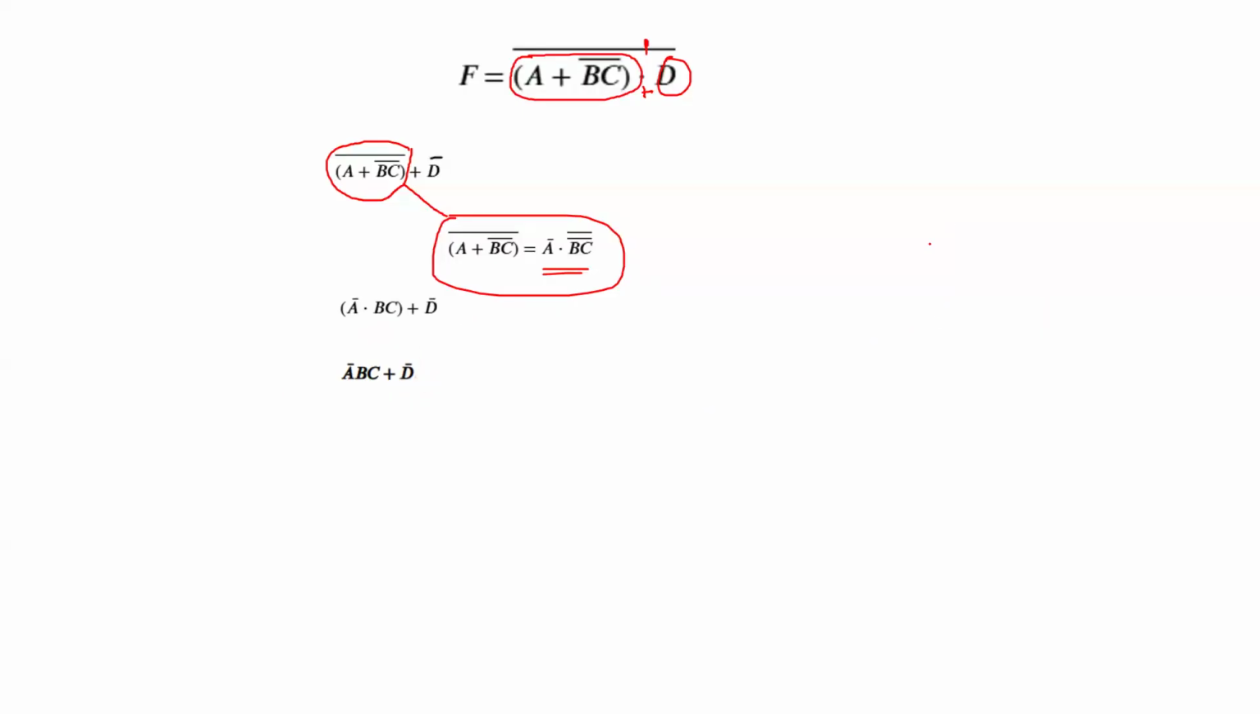What would it look like? Let's see if you can draw it. There's a big OR gate. That's the F. All right. Now we have an inverter, and this is going to be D.